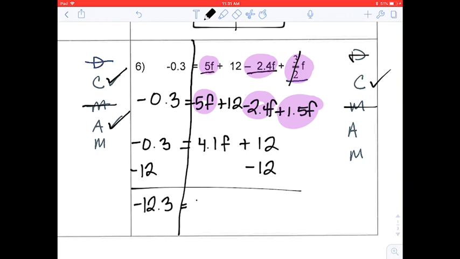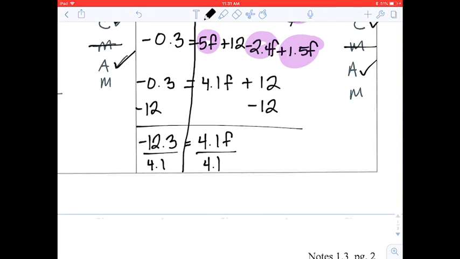-12.3 equals 4.1 f. And to get f by itself, we need to divide by 4.1. So -12.3 divided by 4.1 equals -3. So -3 equals f.